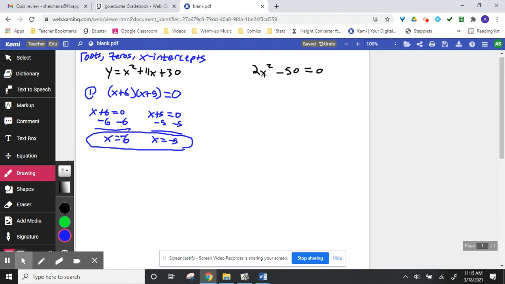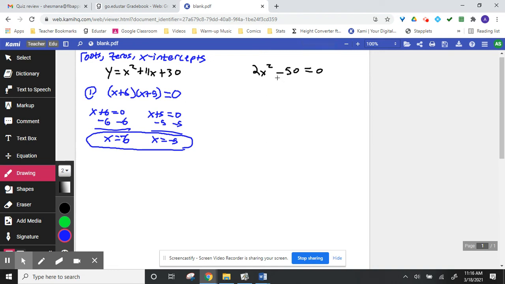Now, notice how in number 2, this is an equation that already equals 0, and I'm still being asked to find the roots, the zeros, or the x-intercepts. I have an x squared and a constant, but there's no x. On this problem, we had an x. Over here, there's no x. When there's no x, we can freely use the square root method.